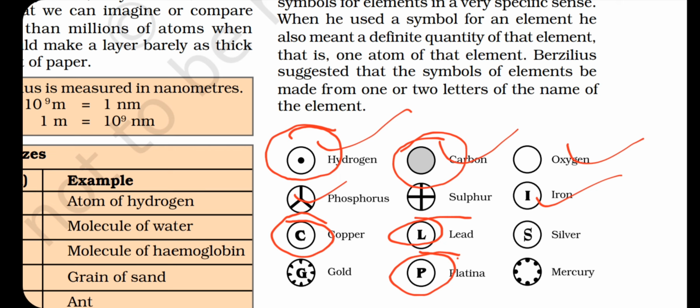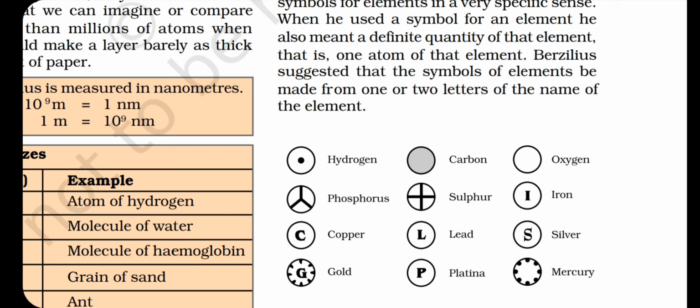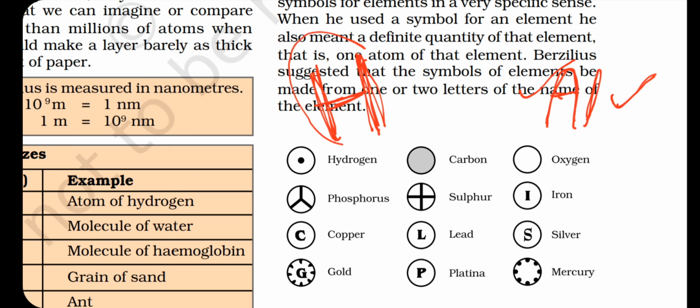Later on, Berzelius gave the idea of symbols being the first one or two letters of the element. For example, aluminum stands for Al, the first two letters, where the first letter is always capital and the second letter is small. Other symbols are, for example, hydrogen represented by H, which is the first uppercase letter of the name hydrogen. Hydrogen is symbolized as H, capital.